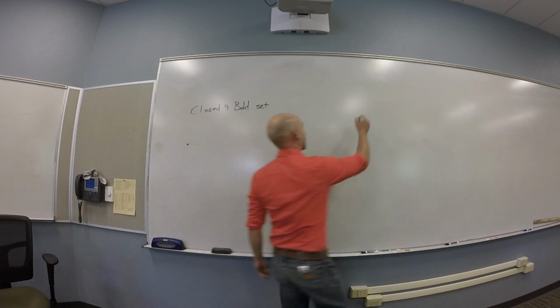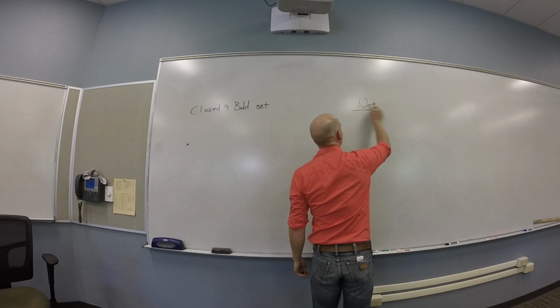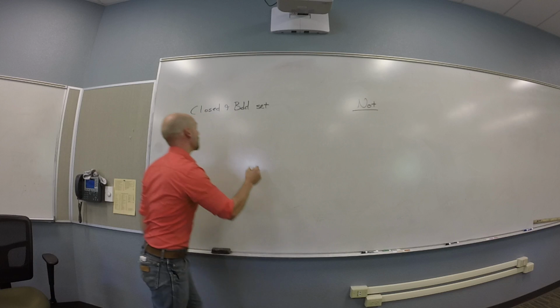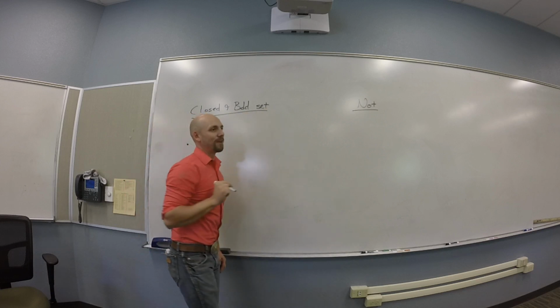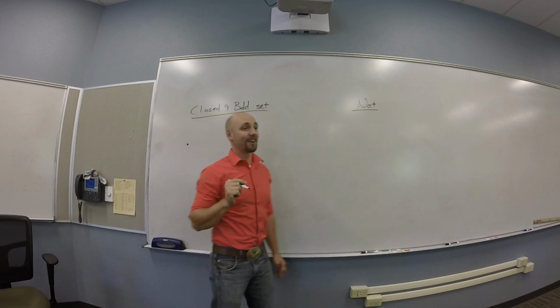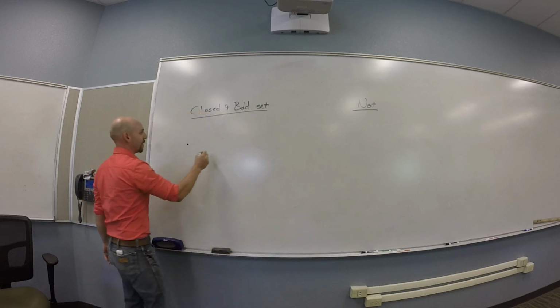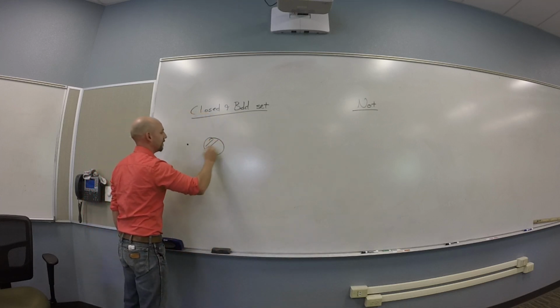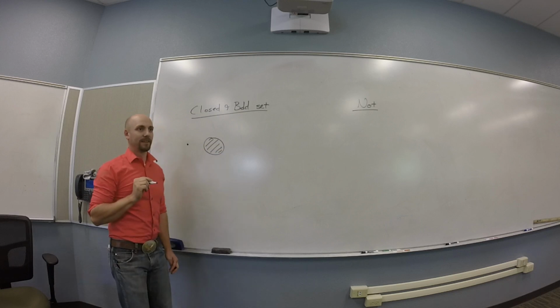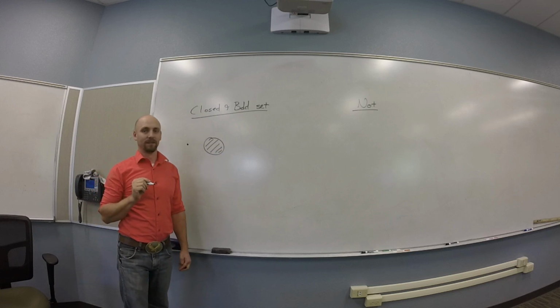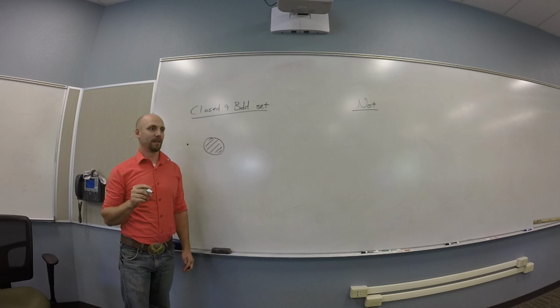Maybe let me do this. Closed and bounded sets, and things that are not closed and bounded sets. Cool. So the next, maybe easiest closed and bounded set is just take a disk and fill it in. You guys all with that?